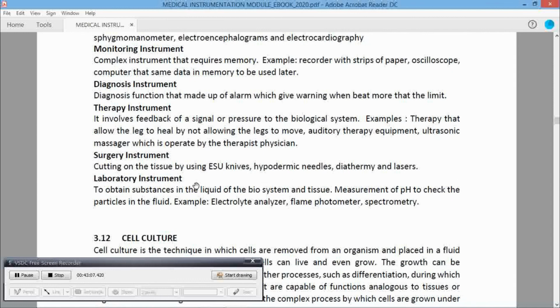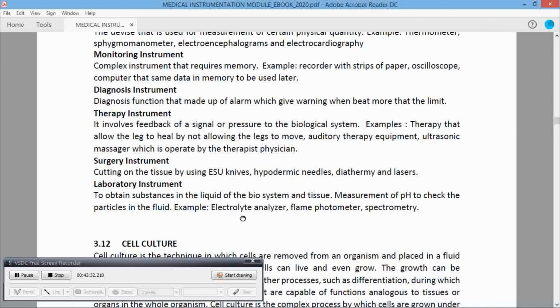And then last but not least, the laboratory instrument. Obtain substance, the liquid, the biosystem and tissue, measurement of pH, check the particles in the fluid. So banyak lah. Ini memang kita guna macam-macam, electrolyte analyzer, flame photometer, spectrometry. So nak dapatkan detail pada biosystem ataupun tissue.